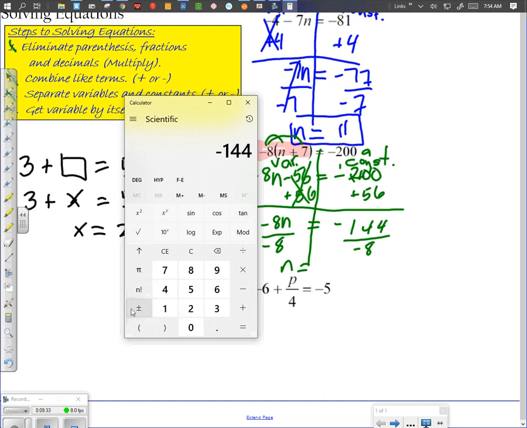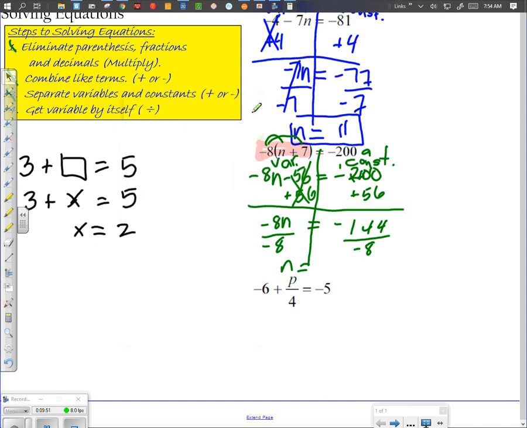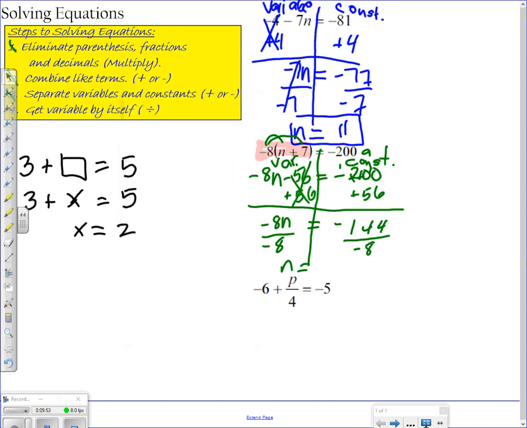So the answer should be 18. A negative divided by a negative will give a positive, and the answer will be positive 18. I got the letter by itself. So that's the answer. Okay, now last example I have for you.